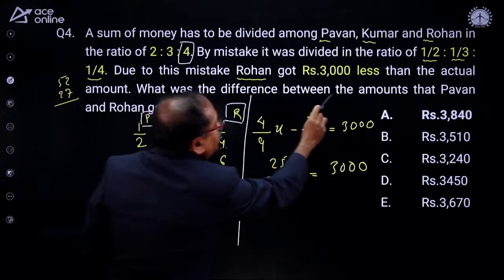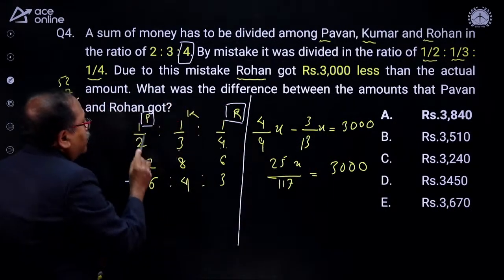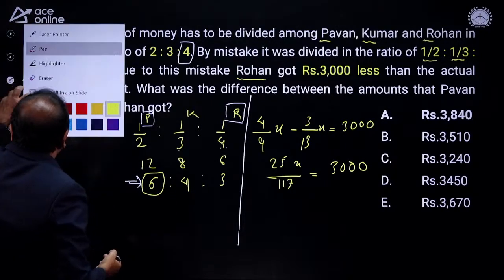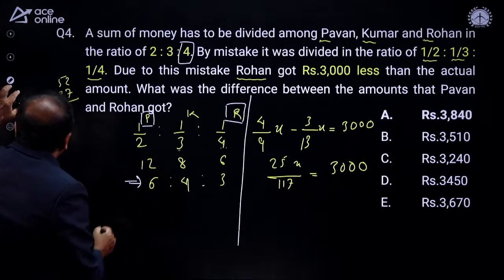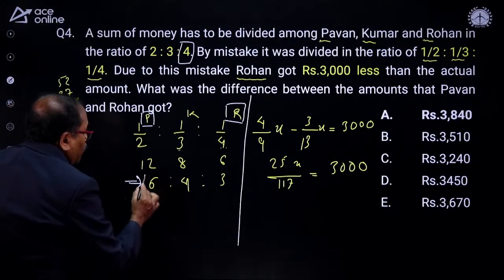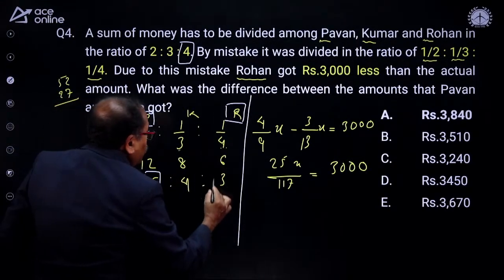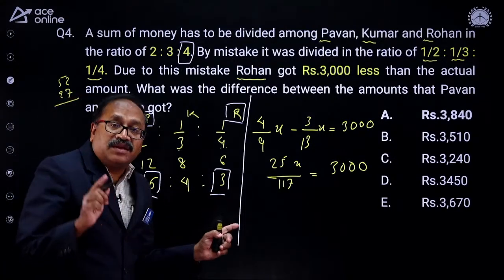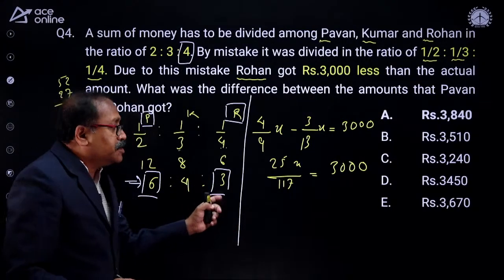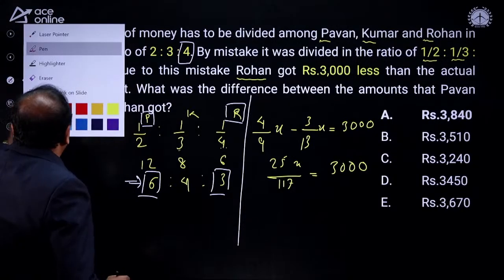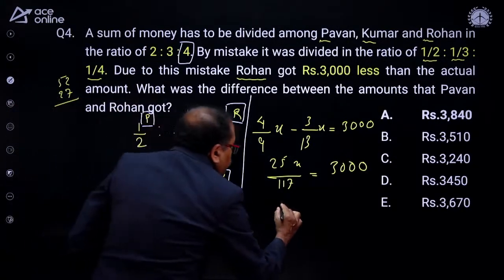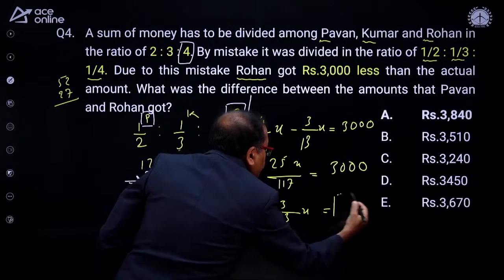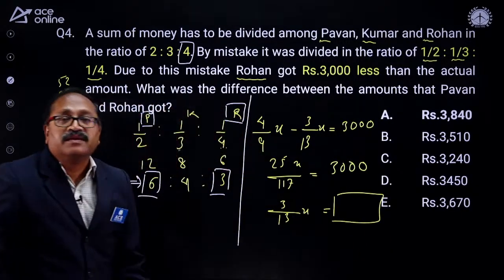What I need to find out is the difference between the money. What was the difference between P and R? See, P got 6 parts and R got how many parts? 3 parts. The difference is 6 minus 3, which is 3 parts over 13 parts. So you are expected to find out how much 3 parts over 13 parts of X will be. That is your answer.